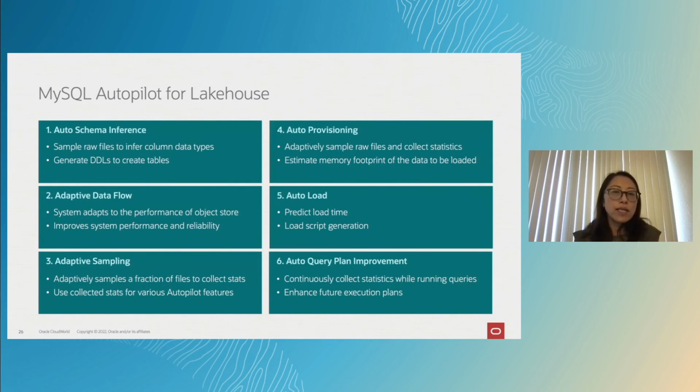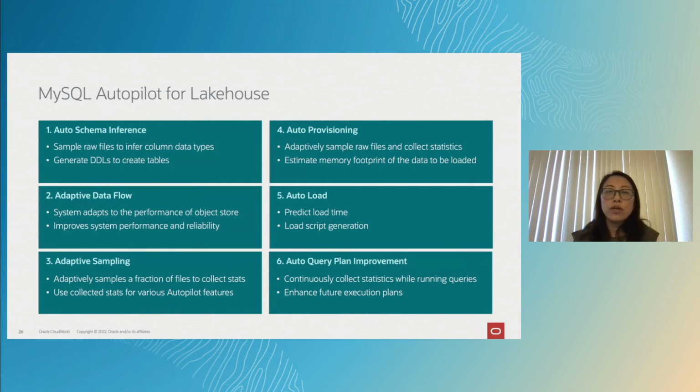And then number 3 is adaptive sampling. Adaptive sampling is used throughout different features in Autopilot, but this is especially important for Lakehouse because the target data size for Lakehouse is in the hundreds of terabytes. So this allows us to quickly sample data in the object storage and then use it for other features in Autopilot. Number 4 is auto provisioning.